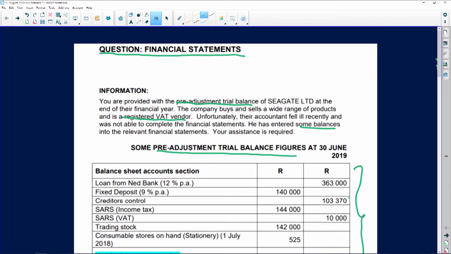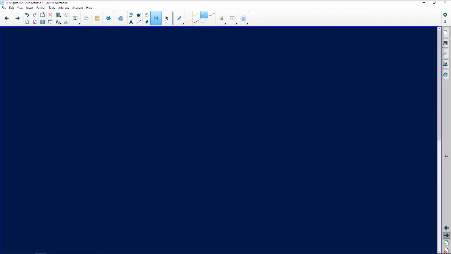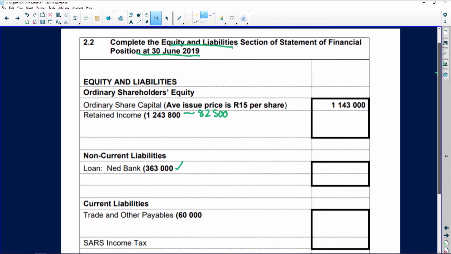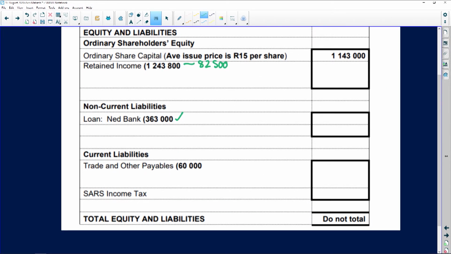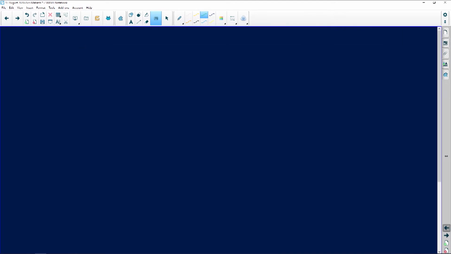balance sheet. Creditors control. Now remember guys, creditors control does affect the equity and liability section of the balance sheet, and this is my current liability. So let's go and bring this down in brackets. So trade and other payables, there's already an amount of 60,000. Not sure what that amount is for, but remember, I'm now going to include my creditors control, an amount of 103,370.